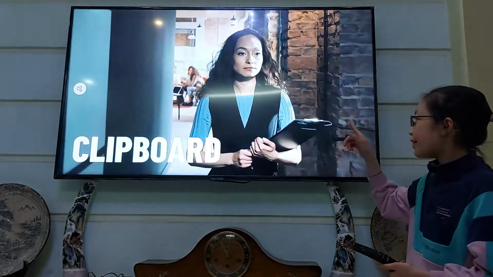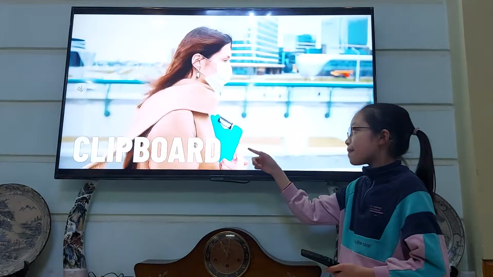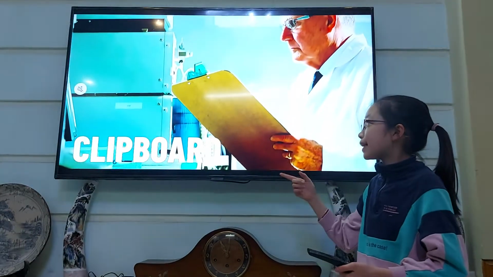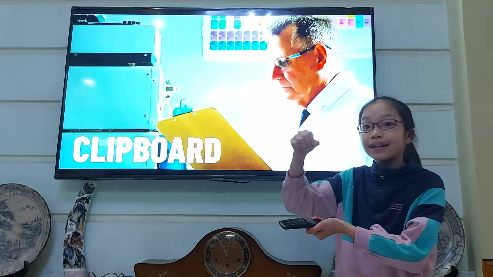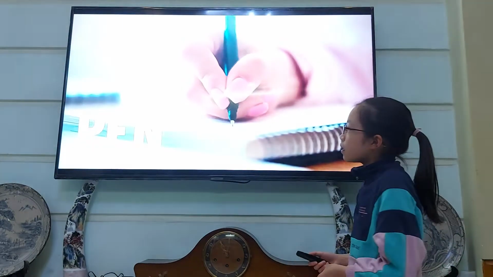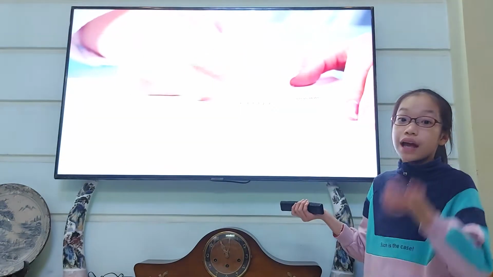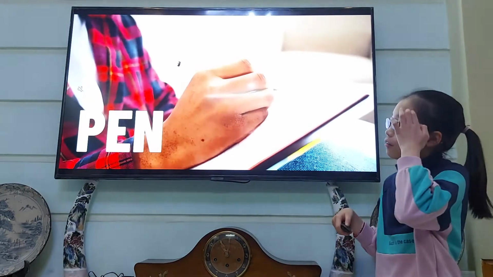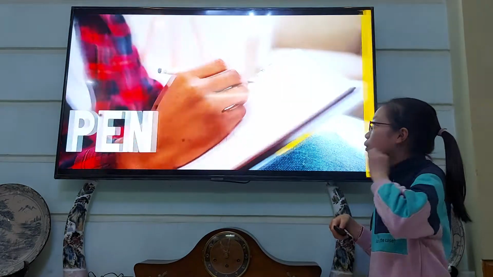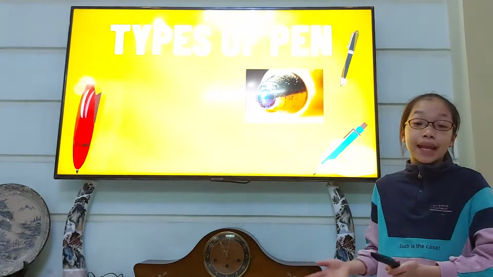Alright, here we have a clipboard, which is what those students and this woman are holding. It's basically a board which has a clip up front so that you can clip some paper. One of the most popular stationery items is a pen, of course. Everyone needs a pen to write stuff. So here's a pen, but you can say it covers all kinds of pens. And there are many types of pen as well.